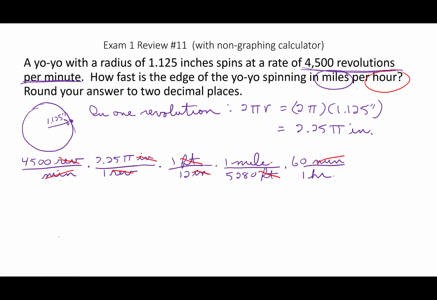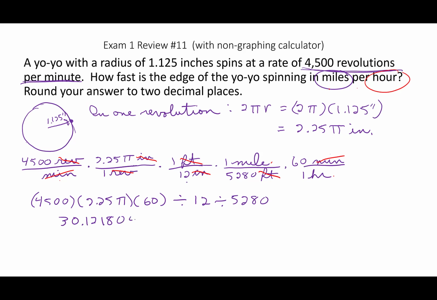The way that I would plug it into a calculator is I would take 4,500 times 2.25 pi times 60, and then I would divide by 12, and divide by 5,280. And if we do that, on a calculator you get 30.12180456, and it would keep going. This isn't an exact number. This right here is an approximate number, what it shows on your calculator.